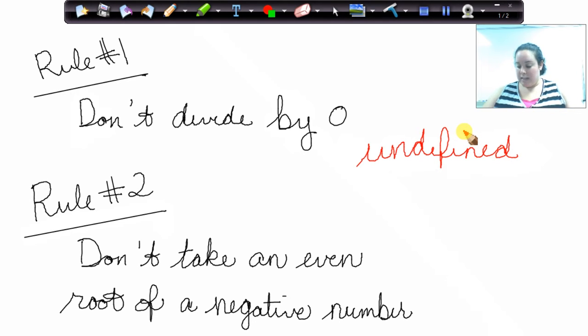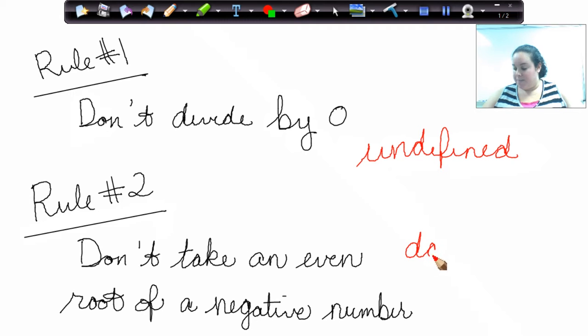All right, the second rule says don't take an even root of a negative number. Okay, you may not know yet what an even root is, but you know what a square root is. Okay, and that's an even root. Can't take an even root of a negative number. Okay, well, we're not going to worry about this one so much, but just so you know, if you're trying to take an even root of a negative number, that does not exist.